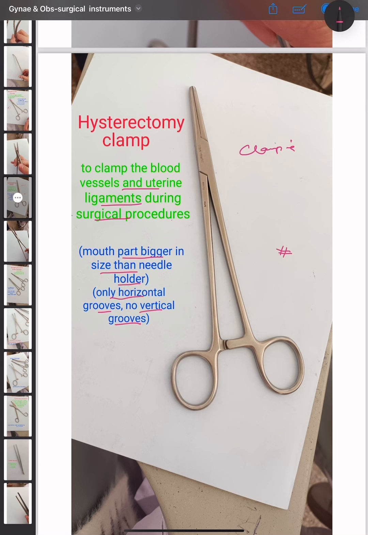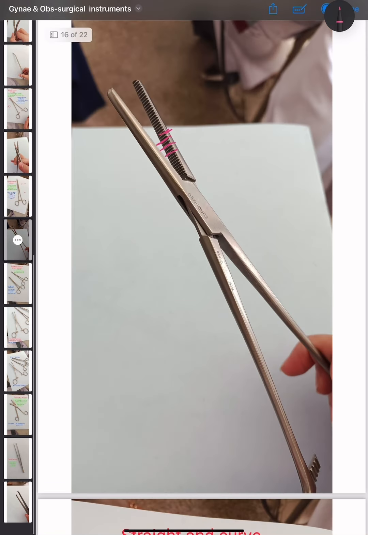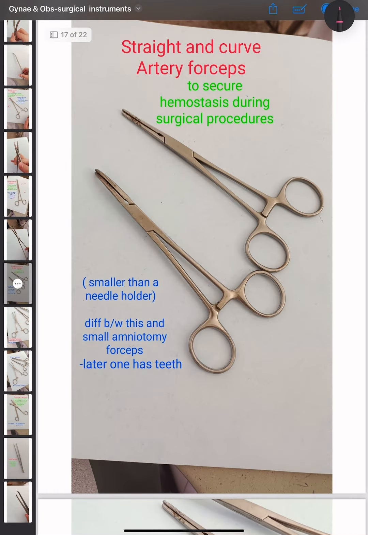The next instrument is straight and curved artery forceps. These are artery forceps. This is the straight artery forceps and the curved artery forceps. It is used to secure hemostasis during surgical procedures, and the identification point is that it is smaller than a needle holder. These hooks are smaller than the needle holder. The difference between this and the small amniotomy forceps is that the latter has teeth.